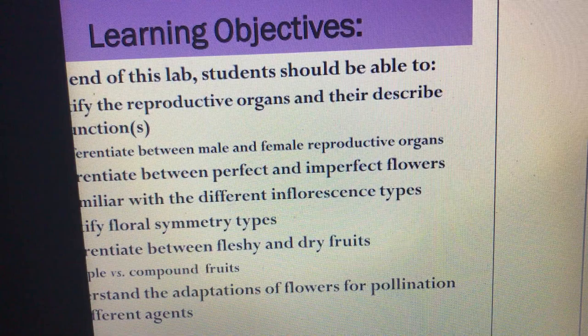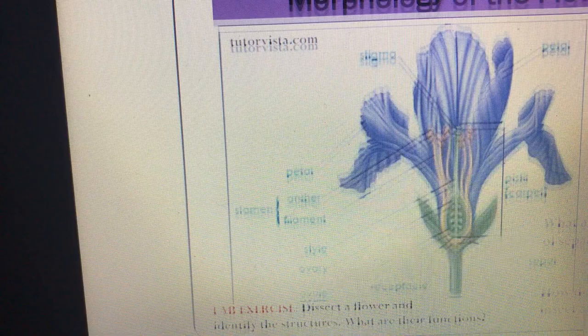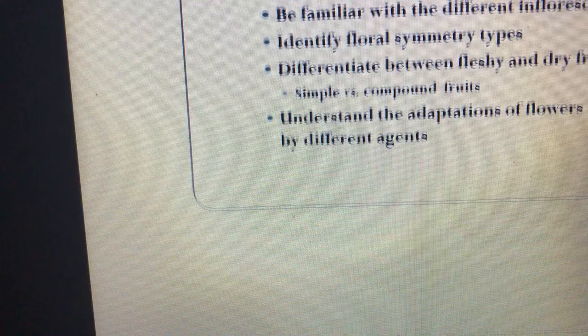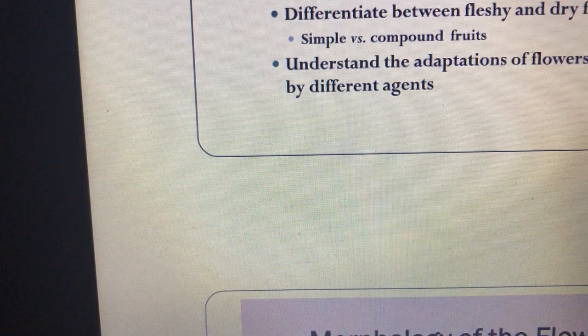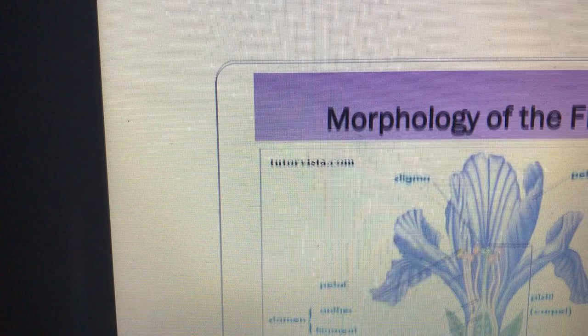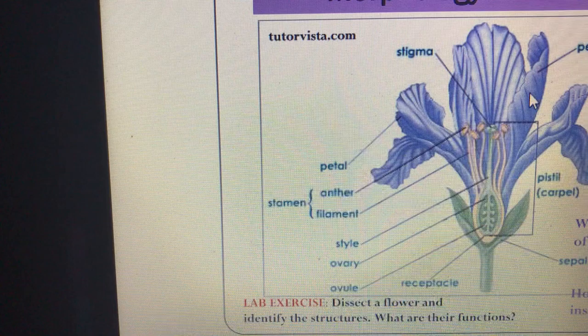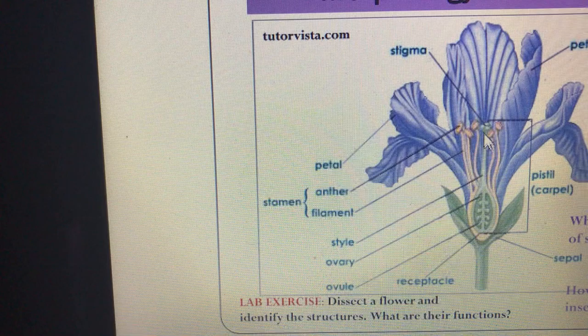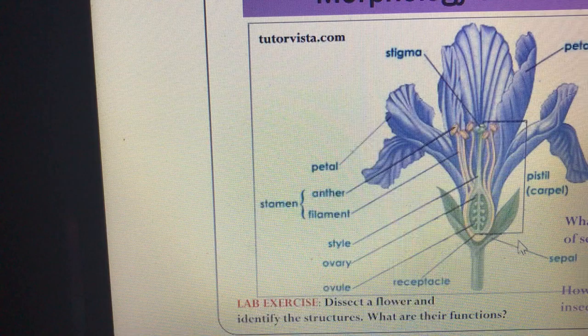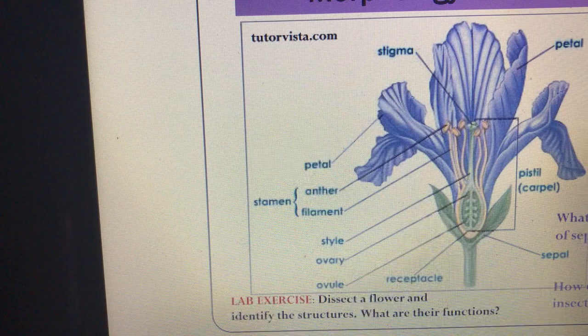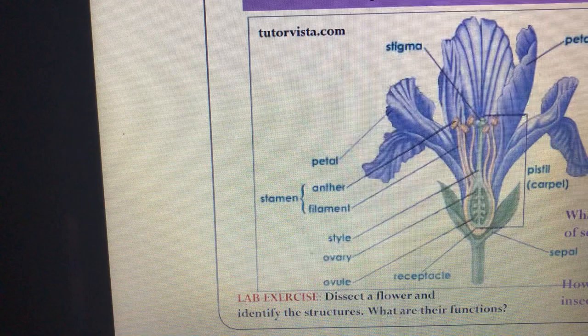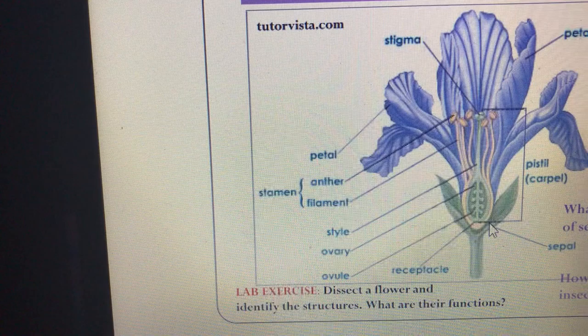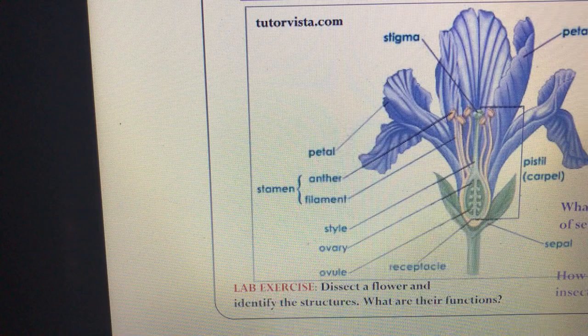Females have carpels. And the reproductive organs are protected by the perianth, which is a combination of sepals and petals. Over here, you see petals. This is the carpel, which is the female reproductive organ. And this is the sepal. Both the sepal and the petals make up the perianth.